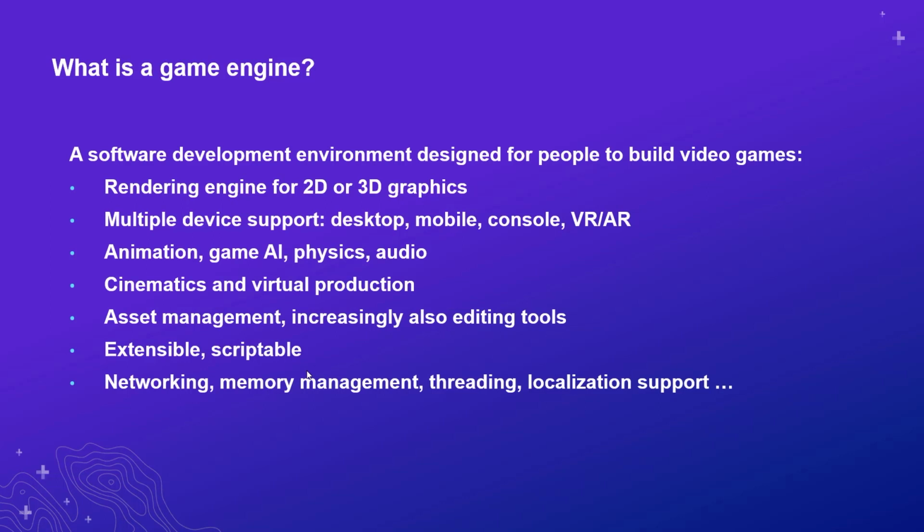Asset management is a very important thing since game engines basically live from having assets available that can be used as content. Increasingly, they also include editing tools, so you can, for instance, edit your meshes. They are typically extensible and scriptable, and there are a number of additional subsystems such as for networking, memory management, debugging, threading, localization support, and so on. But let's just have a look at what game engines actually can do in the following video.